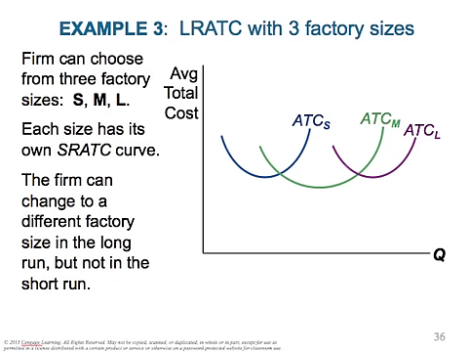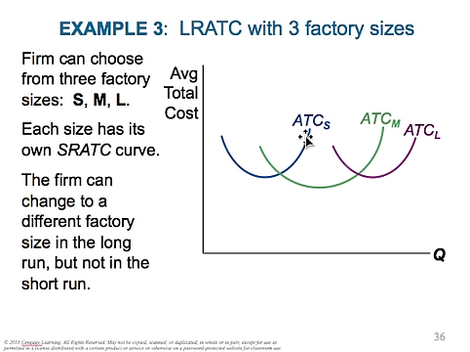So let's move on to example 3. When we look at short run and long run, in this example we're looking at the long run average total cost curve. That's what that stands for. That's just a shorthand for long run average total cost with 3 factory sizes. Okay, we have a factory that's small, a factory that's medium, and a factory that's large. We have the average total cost curve for a small factory, the average total cost curve for a medium factory, and the average total cost curve for a large factory. So the firm can choose 3 factory sizes: small, medium, and large. Each size has its own short run average total cost curve.